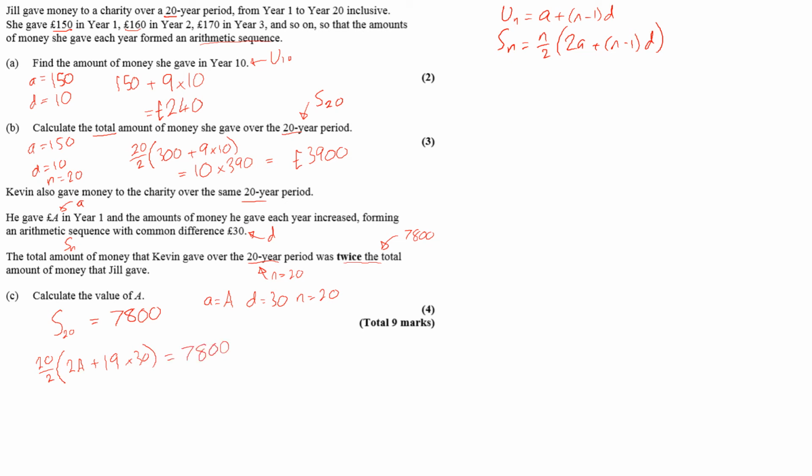20 over 2 usefully simplifies down to 10, so we've got 10 lots of 2A plus 570 is 7,800. We can then divide both sides by 10, I suppose, or you could expand out the brackets if you wanted. 2A plus 570 is 780. Take away the 570, so 2A is 210. Divide by 2, so A is 105. So he gives £105 in year 1.